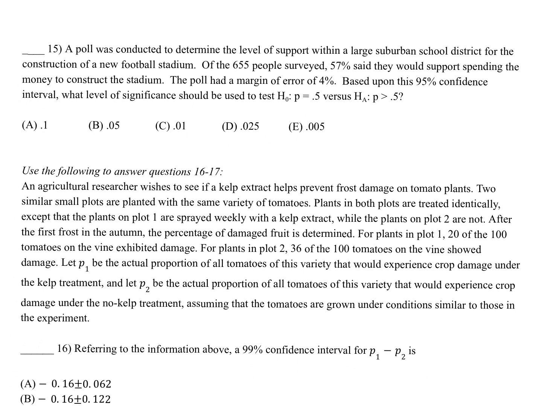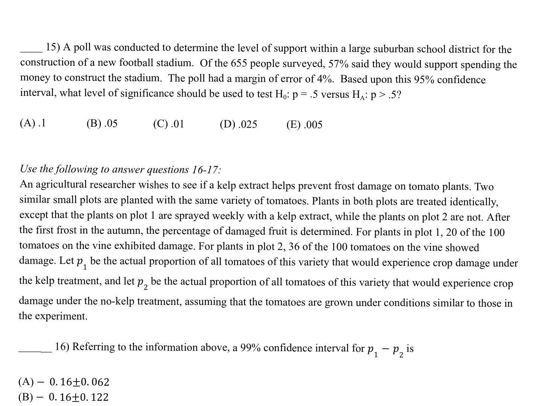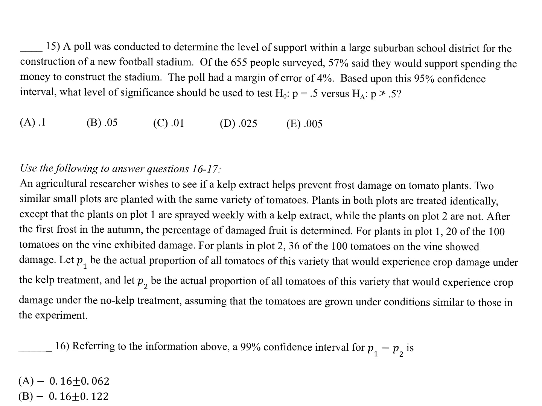Next, a poll was conducted to determine the level of support within a large suburban school district for the construction of a new football stadium. Of the 655 people surveyed, 57% said they would support spending the money to construct the stadium. The poll had a margin of error of 4%. Based upon this 95% confidence interval, what level of significance should be used to test the null hypothesis P equals 0.5 versus, and this should say, P does not equal 0.5.